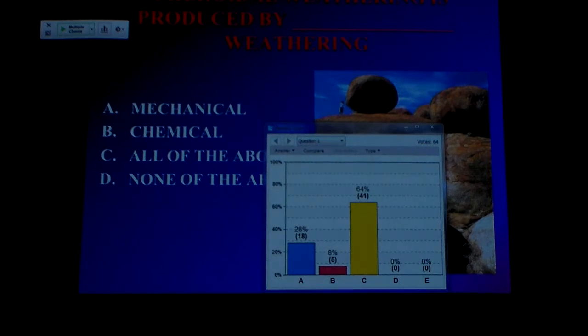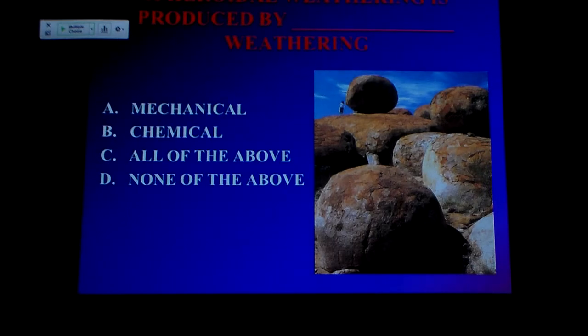Let's see how we all did. Looks like everybody got it right to some extent. C, all of the above. It's both mechanical and chemical. If you remember, we start out by mechanically fracturing the rock to give it some pathways to start working along. And then we chemically start to attack the corners of those blocks at a faster rate than the sides of the block.